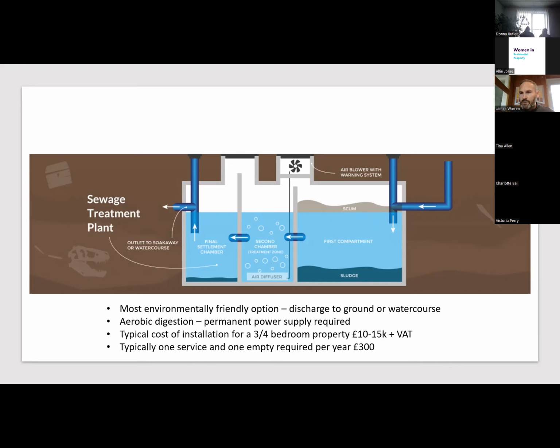The power supply is low voltage. It's the equivalent of a low voltage light bulb. So you're looking at about £70 of electric cost per year to run that blower box. So all in all, about £370 a year. So a little bit lower than sewage rates, but I think it's really good to have a self-contained sewage system.